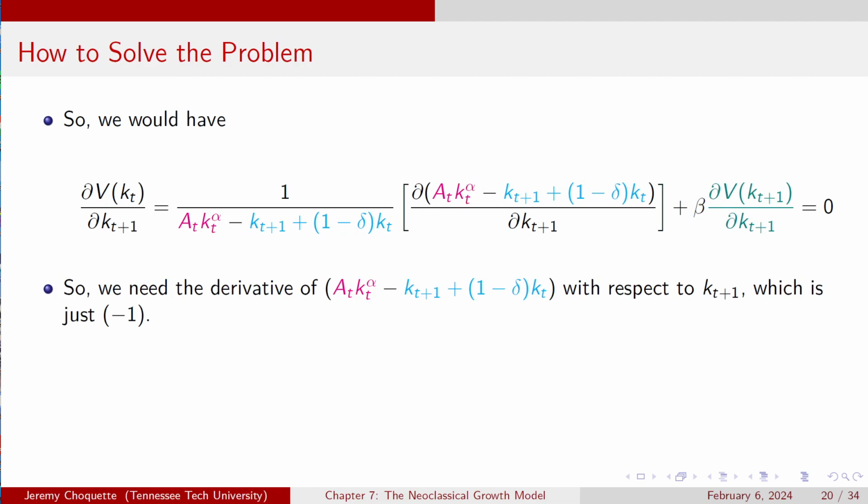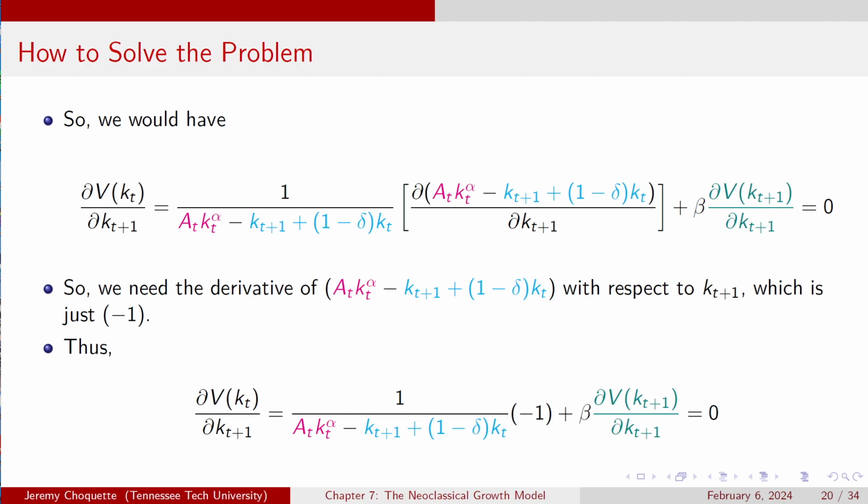So I need the derivative of that inside part with respect to kt plus 1. Well, what is that? Let's go through this piece by piece and see what we're looking at. Well, I want kt plus 1, right? At is not kt plus 1, it's at. Kt is not kt plus 1, that's kt. Again, kt is not kt plus 1, it's kt. The only kt plus 1 I have is right here. And its leading coefficient is, well, negative 1, and its exponent is 1, right? So the derivative of what's in the parentheses here with respect to kt plus 1 is just negative 1.